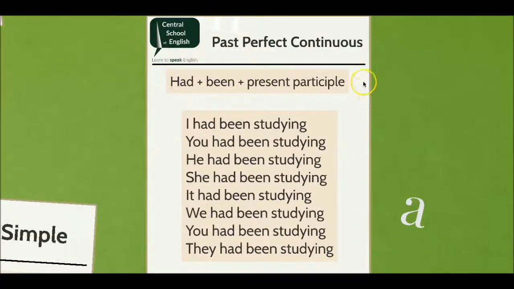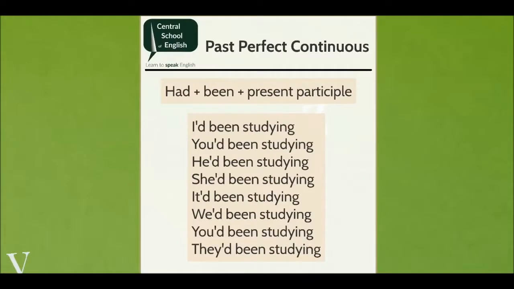To make sentences using the past perfect continuous tense, we must use the verb had plus been plus the present participle of the main verb. For example, to make positive sentences in the continuous tense using the verb study, we would say, I had been studying, you had been studying, he had been studying, she had been studying, it had been studying, we had been studying, you had been studying, they had been studying.